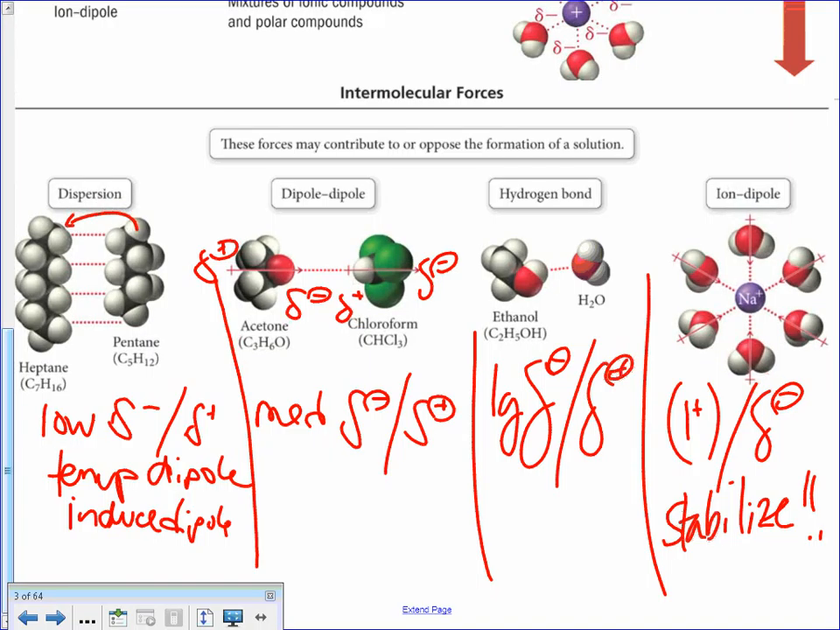And I think with IMFs, I've covered enough and gone through enough examples, but we will continue to talk about the impact on physical properties and solvation processes.